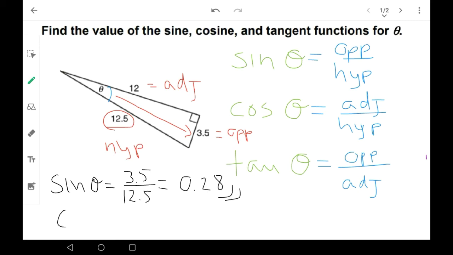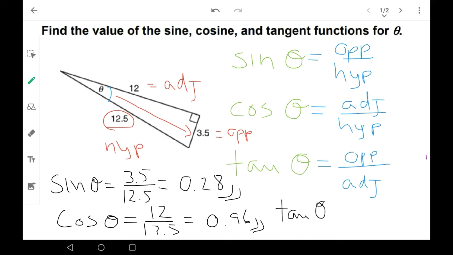And what is the cosine of the angle? According to my formula, it is adjacent over hypotenuse. So that would be 12 over 12.5, right? So now I can divide both. 12 divided by 12.5 would give me 24 over 25, or 0.96, exact answers, right?